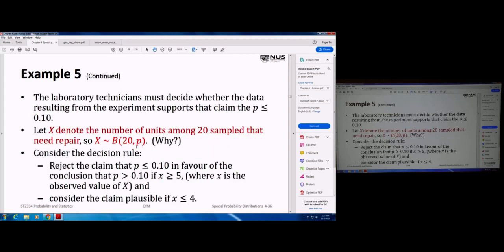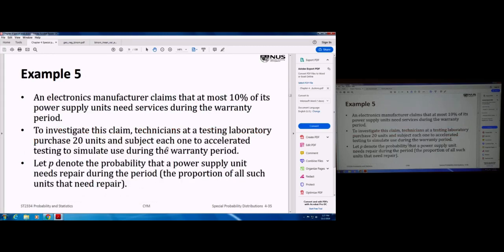Okay, so we now consider the following decision rule. We reject the claim that P is less than or equal to 0.1 in favor of the conclusion that P is bigger than 0.1 if x is at least 5. And we can consider the claim plausible if x is less than or equal to 4. So what does little x represent? Little x represents, in their testing, the number of electronic components, whatever the thing was, that have failed. Okay, that's what this means. It's the realization of this experiment, the number of the things that failed.